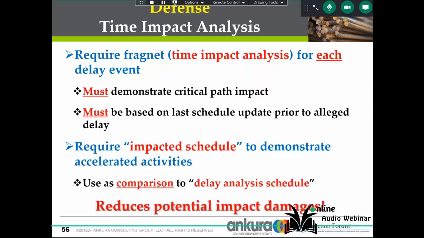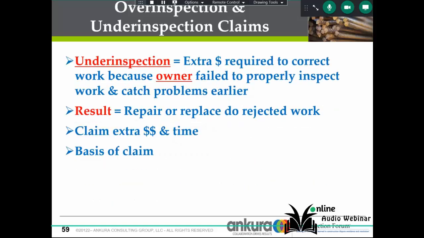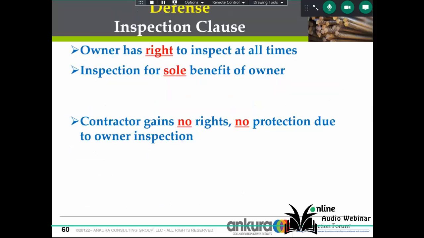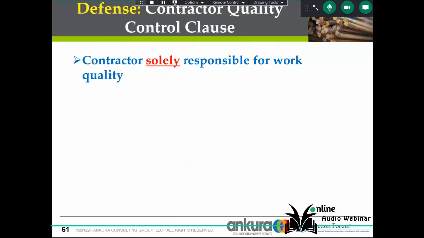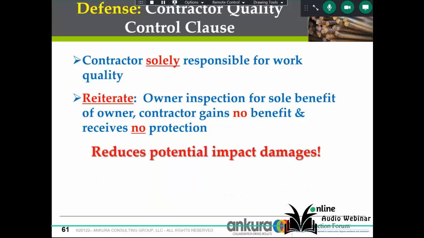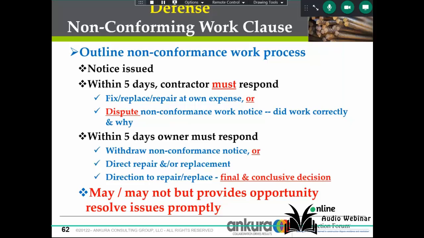Leaving the time element, let's look at inspection impacts. Over inspection. Here the owner's inspection activities interfered with planned work. Under inspection, this is a new type of claim. A defense in your inspection clause reduces potential impact damage claims. Another clause, contractor quality control clause, and with the appropriate language, it should reduce impact damage claims. Non-conforming, another defense, non-conforming work clause. It may be true, but it provides the opportunity to resolve the issues promptly and move to the next phase.